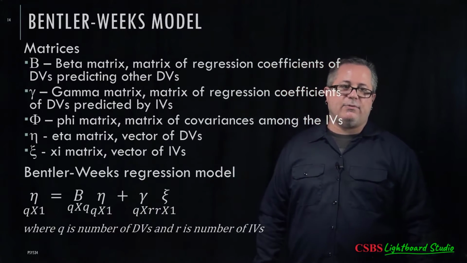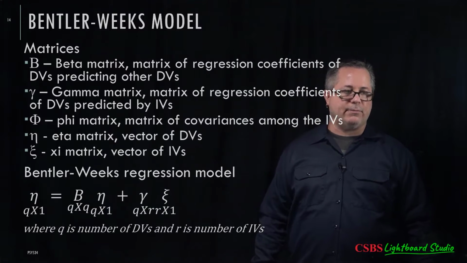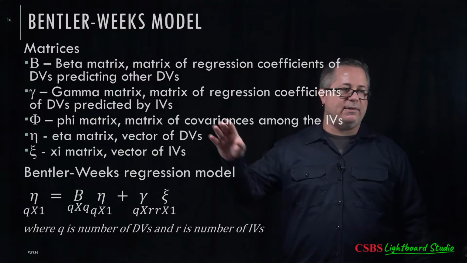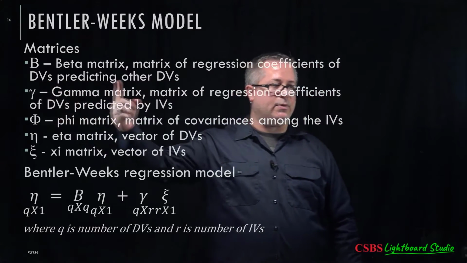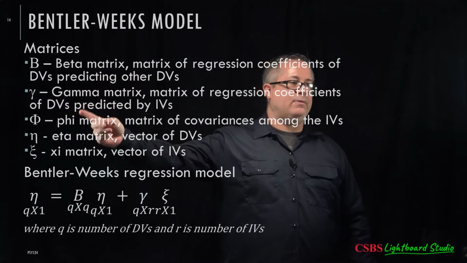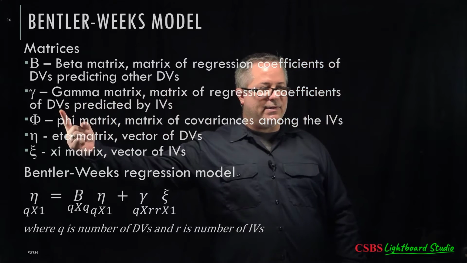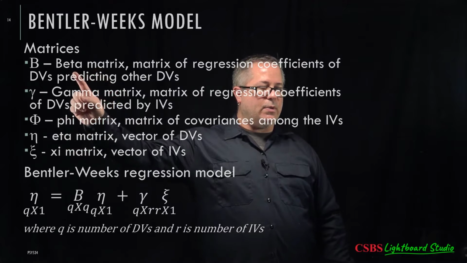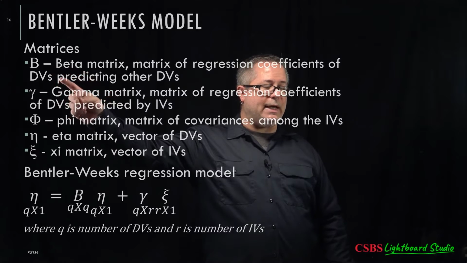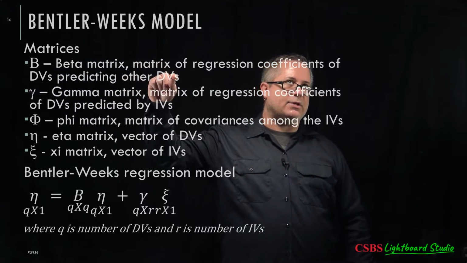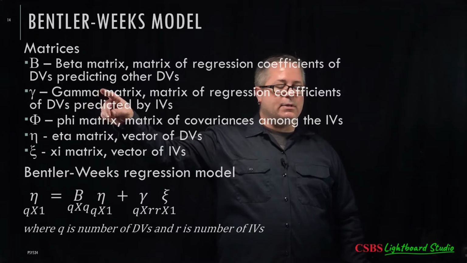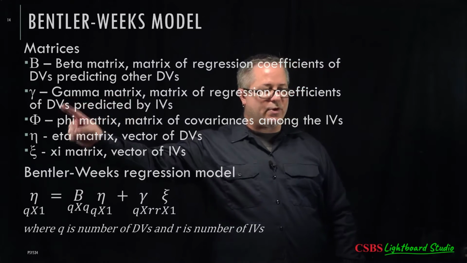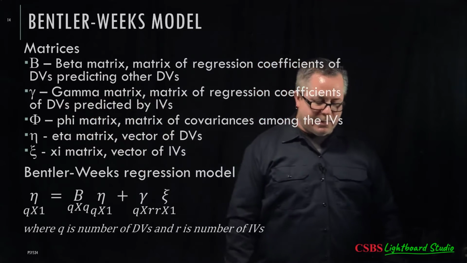The beta matrix of regression coefficients of DVs predicting other DVs. The beta matrix actually is a holdover from LISREL. It means the same thing. These are etas predicting etas, endogenous variables predicting other endogenous variables. You have a gamma matrix, which is the matrix of regression coefficients relating the etas to the xis, but the difference here is that in beta you can relate measured and latent endogenous variables to each other, and in gamma now you can relate the measured and latent endogenous variables from the exogenous variables. Doesn't matter if they're latent or measured.